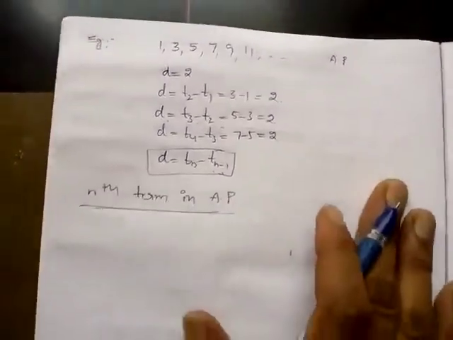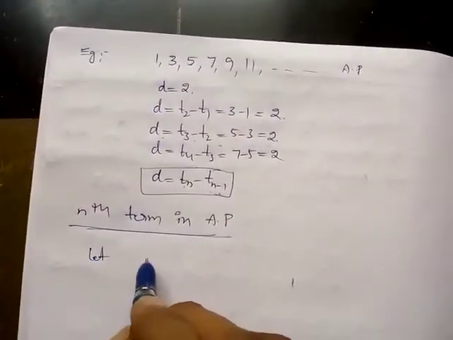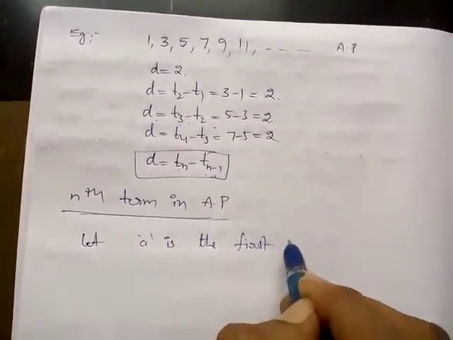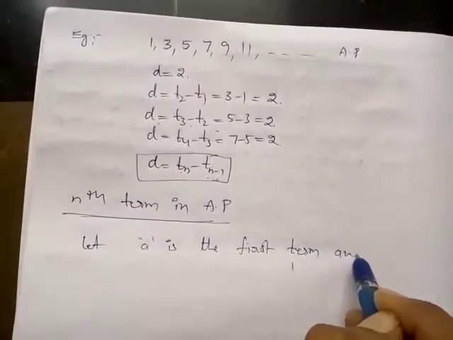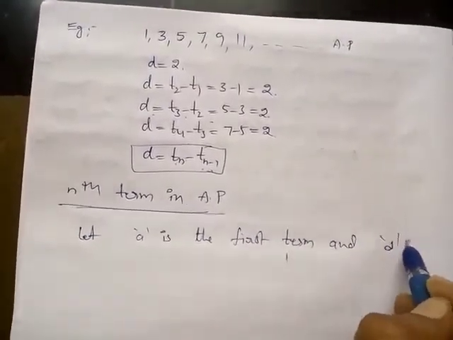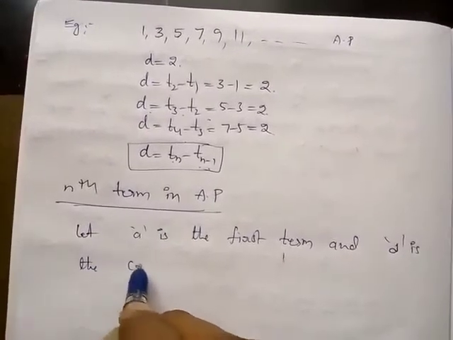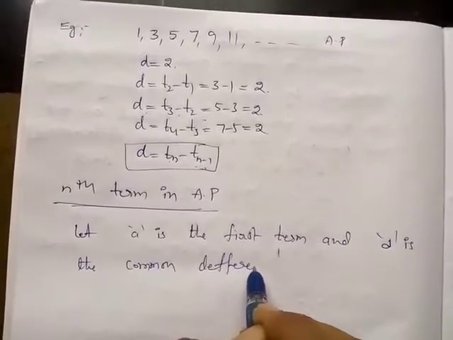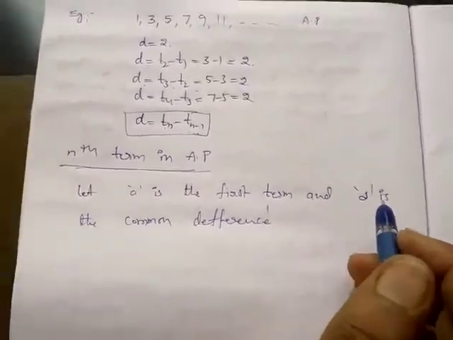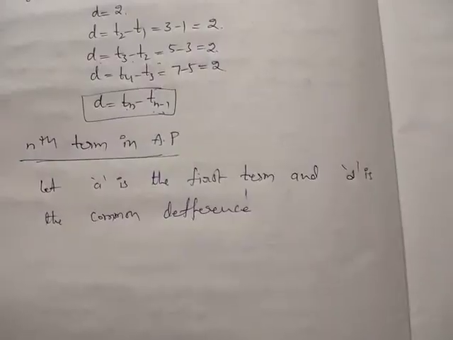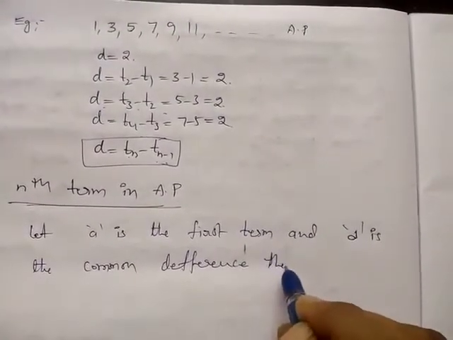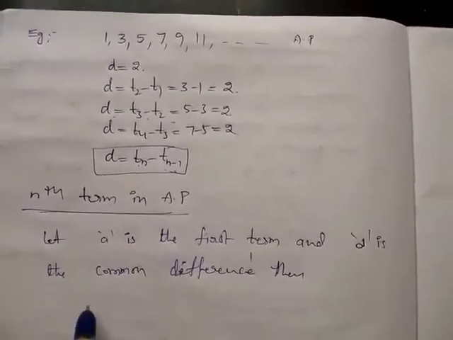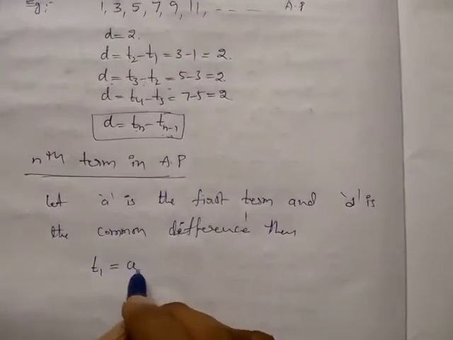Nth term in an AP. Let small a be the first term and small d be the common difference. Then the first term T1 is equal to a.